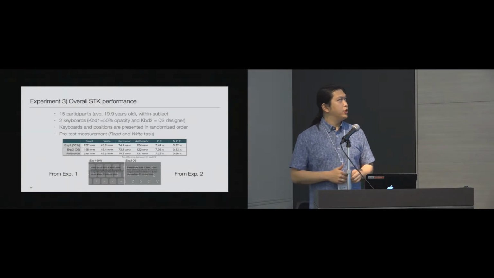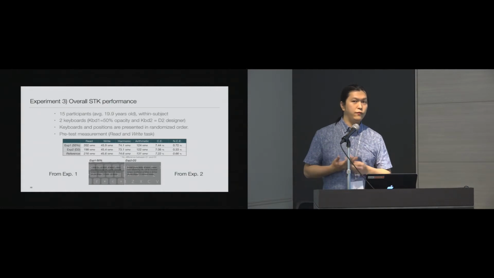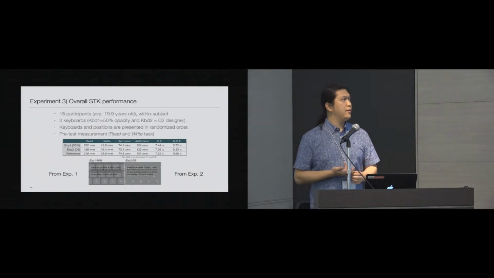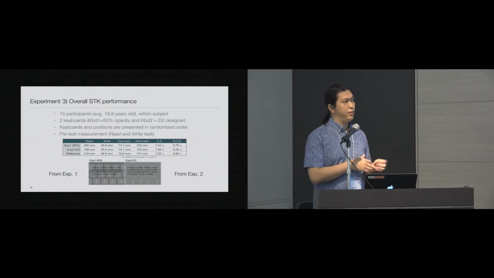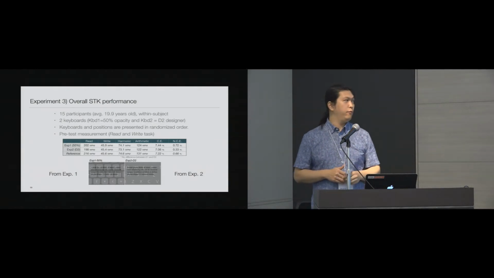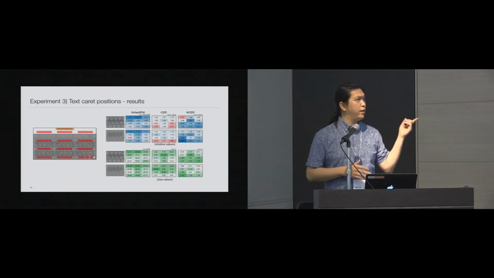So 15 participants participated and 2 keyboards were tested, one from the 50% opacity condition from experiment 1, and the other one is the best instance D2 from experiment 2. And we pre-tested the reading and writing, a task similar to the previous one, and their performance is shown in the table, which is really similar to the reference design. And we tested various positions.